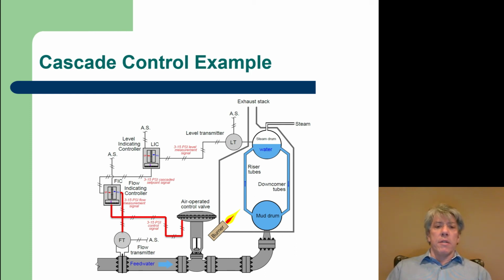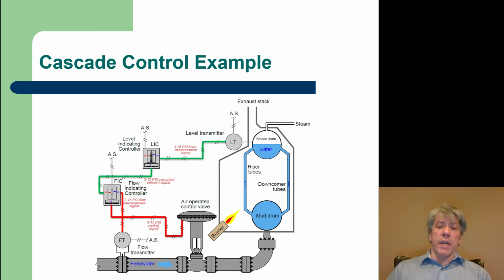Now, where does the flow indicating controller get its set point from? Well, it gets it from the level indicating controller, and the level controller's job is to control the level in the steam drum. So it measures the level in the steam drum from level transmitter LT, sends that information to level indicating controller LIC, which then decides on a set point and sends that on to the flow indicating controller. Obviously, the flow rate into this system will determine the level in the steam drum.